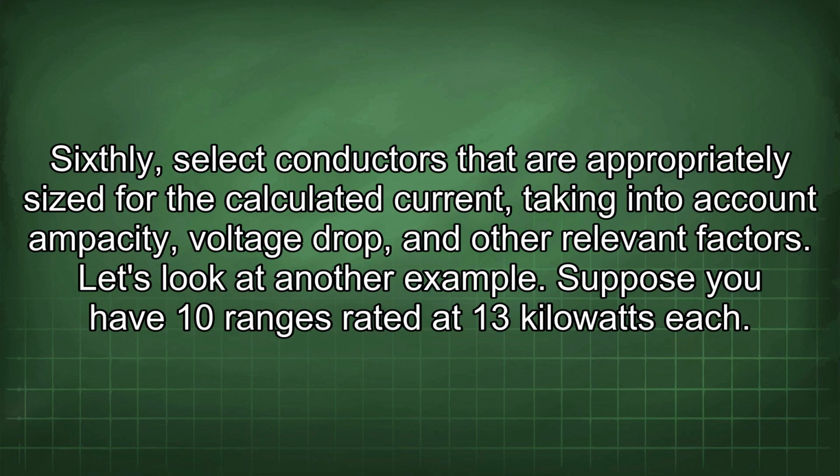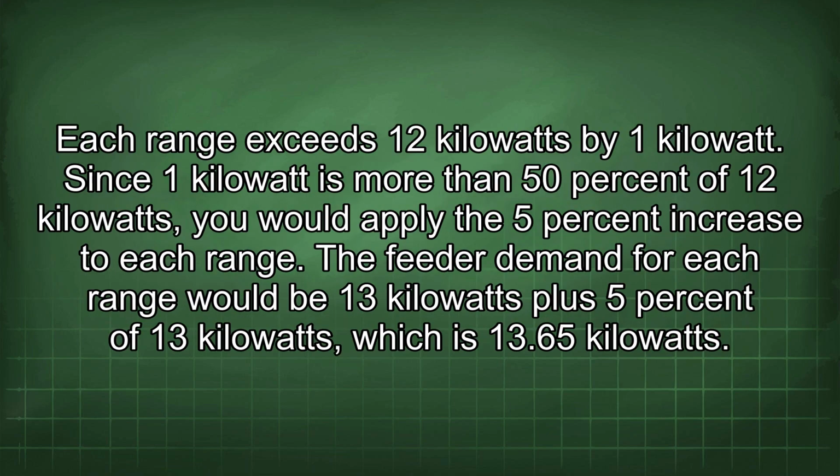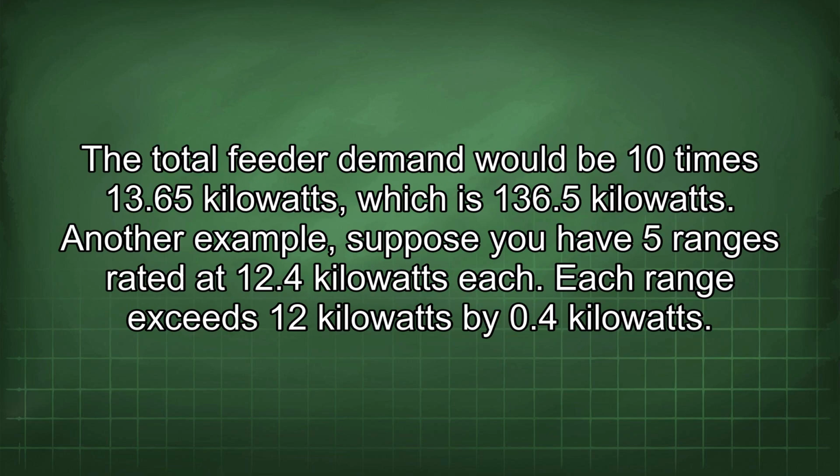Let's look at another example. Suppose you have 10 ranges rated at 13 kilowatts each. Each range exceeds 12 kilowatts by 1 kilowatt. Since 1 kilowatt is more than 50% of 12 kilowatts, you would apply the 5% increase to each range. Feeder demand for each range would be 13 kilowatts plus 5% of 13 kilowatts, which is 13.65 kilowatts. The total feeder demand would be 10 times 13.65 kilowatts, which is 136.5 kilowatts.